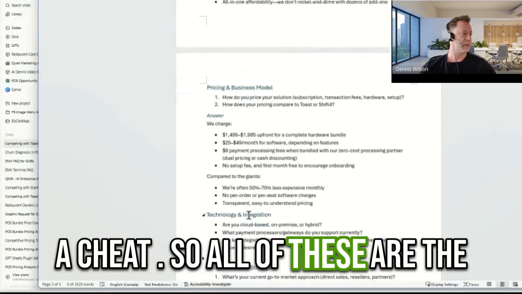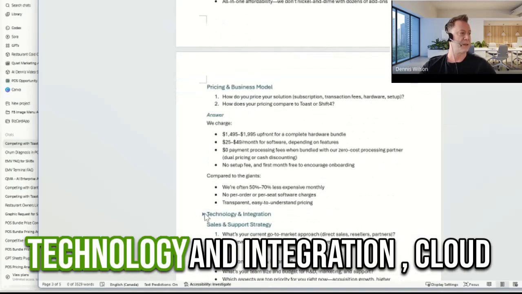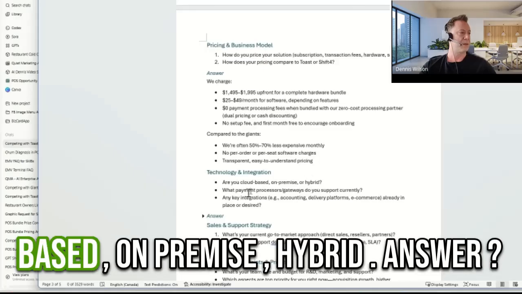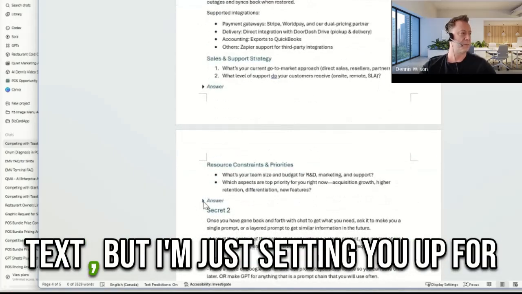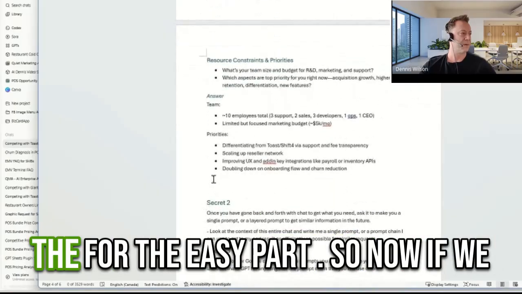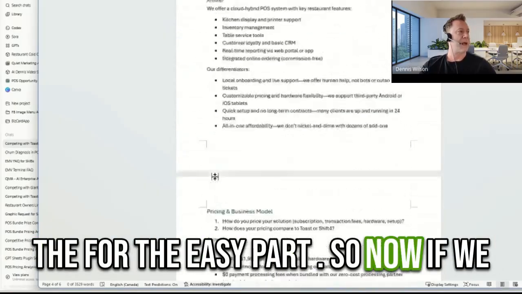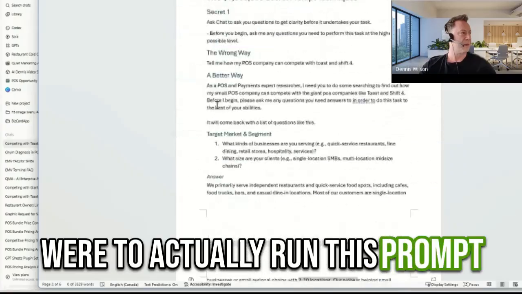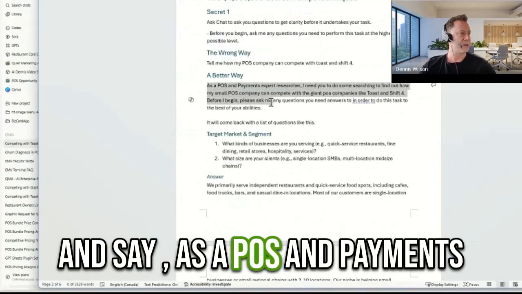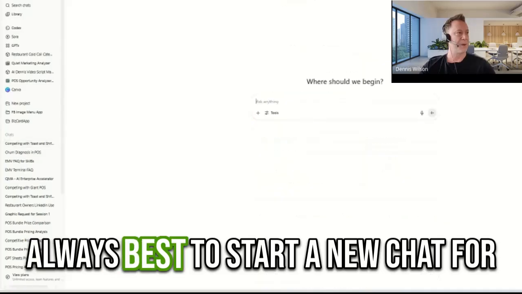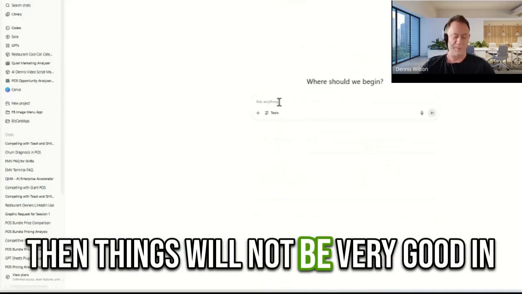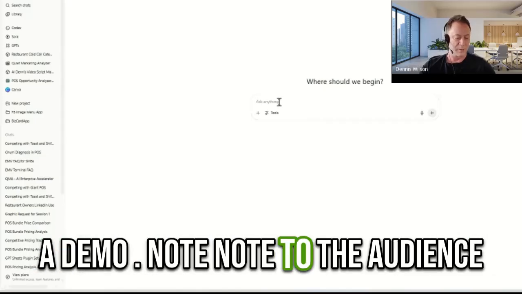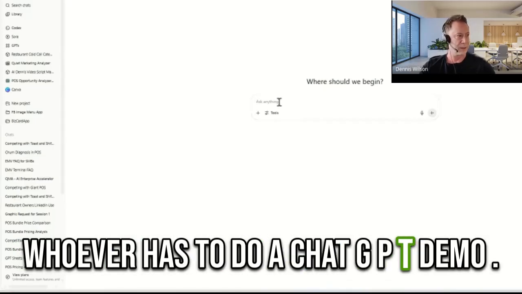So all of these are the things that continue to ask. Technology and integration. Cloud-based, on-premise, hybrid. Answer. I told you it was gonna be a lot of text, but I'm just setting you up for the easy part. So now if we were to actually run this prompt and say, as a POS and payments company, when you're testing, it's always best to start a new chat for everything, or it'll be half remembering your old stuff, and then things will not be very good in a demo. Note to the audience, whoever has to do a ChatGPT demo.